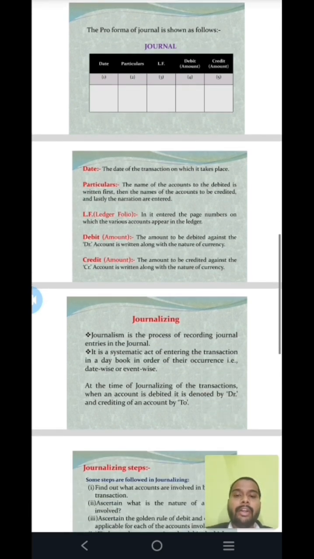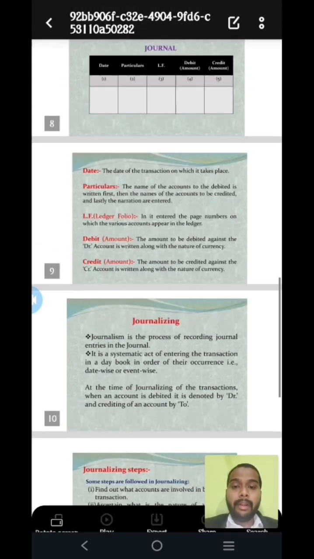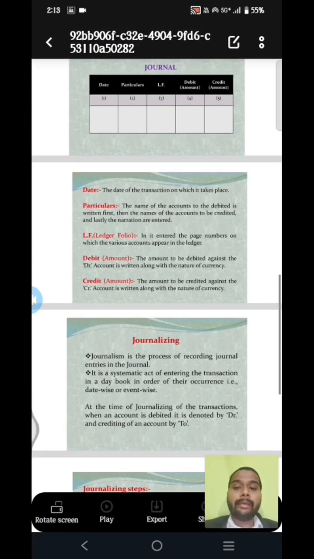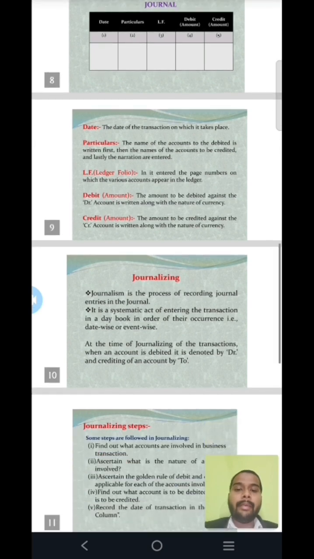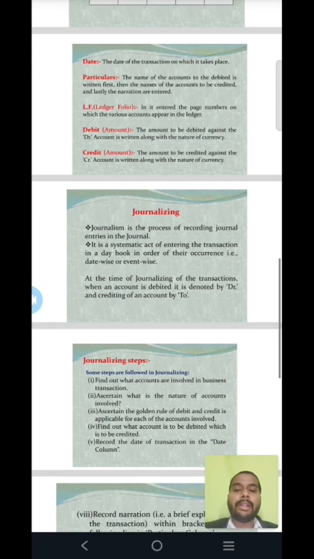The date is the date on which the transaction takes place. Then particulars: the name of the account which has to be debited is written first, and then the names of accounts to be credited. Lastly, the narration is entered. Then in the ledger folio, enter the page numbers on which the various accounts appear in the ledger. Then the debit amount, the amount to be debited, is written along with the currency. Then the credit amount, the amount to be credited, is written along with the currency.